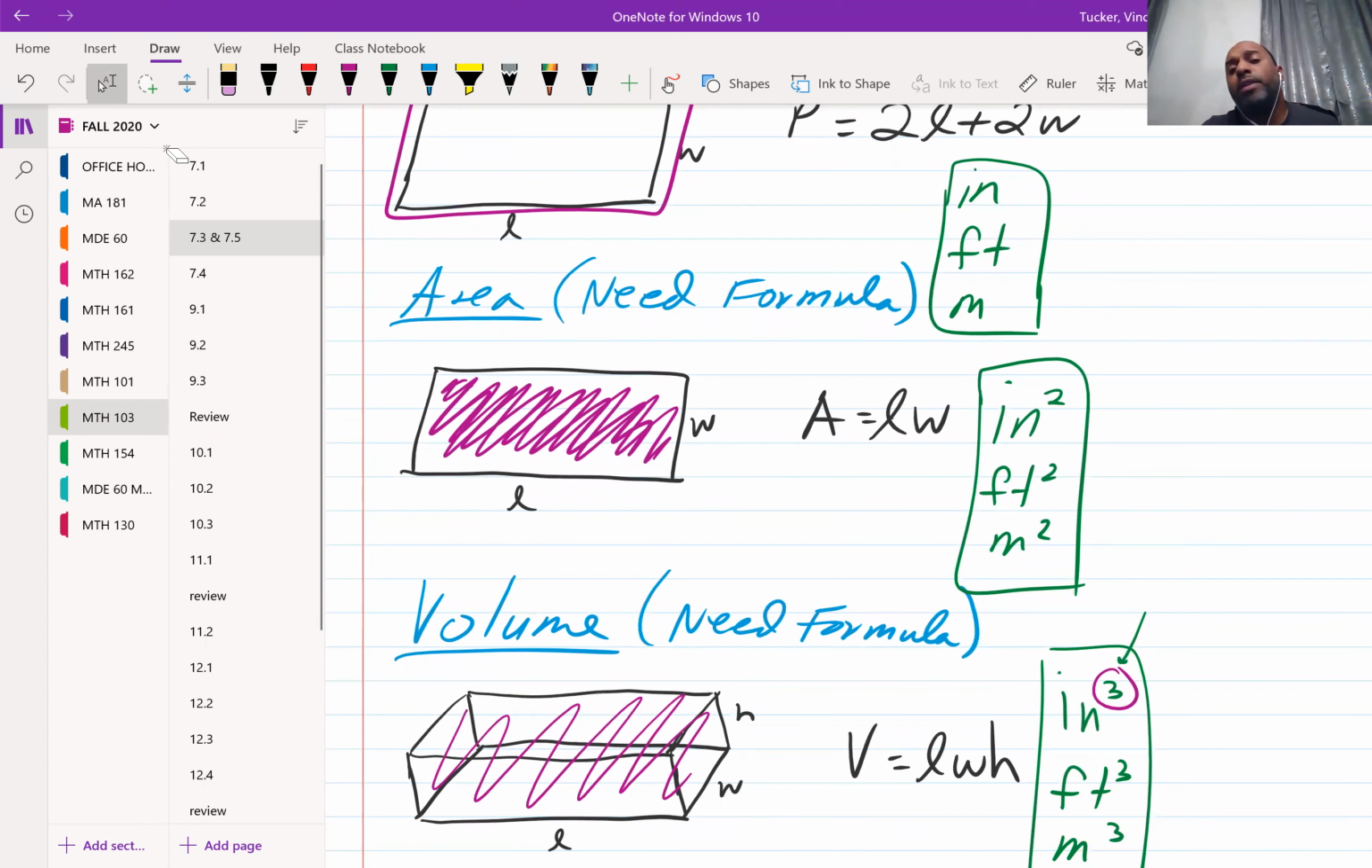Also notice in the green, the measurement that you will be in after you've done your calculation. For perimeter, it would just be your regular measurement. If it's in inches, it's inches, feet, or meters. Your area, when you're done calculating, it will be squared. So your square foot, or square footage, or feet squared, inches squared. Then volume, once you're done your calculation, it will be cubic. So cubic inches, cubic feet, or feet cubed, and so on.